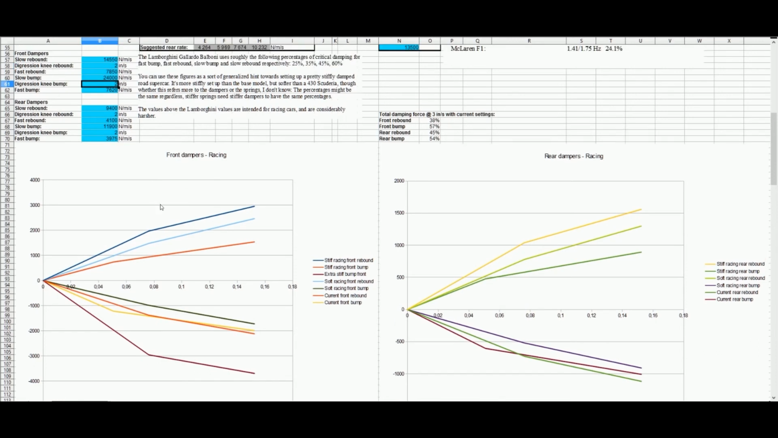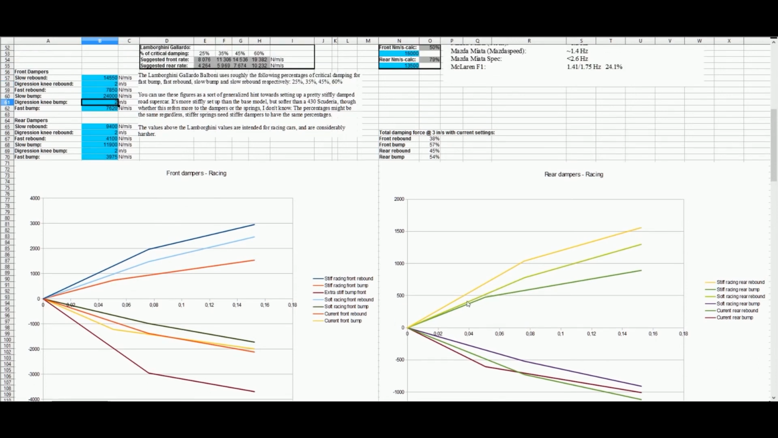So yeah, we can easily see that there's absolutely no way around it. We have to increase the slow or the rebound rates. So I tried some values, and at the front I actually quickly noticed that I need to completely max out the settings to get even close.